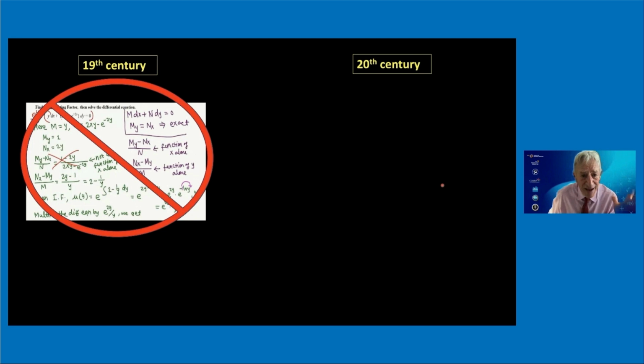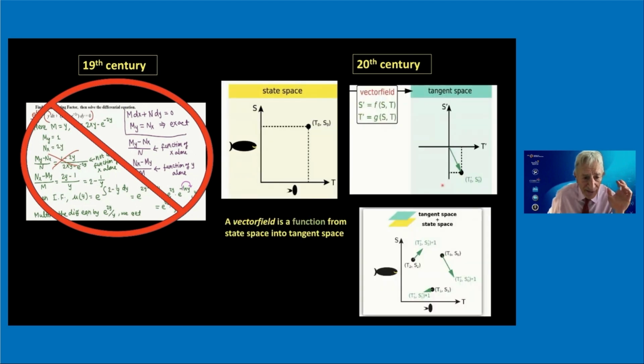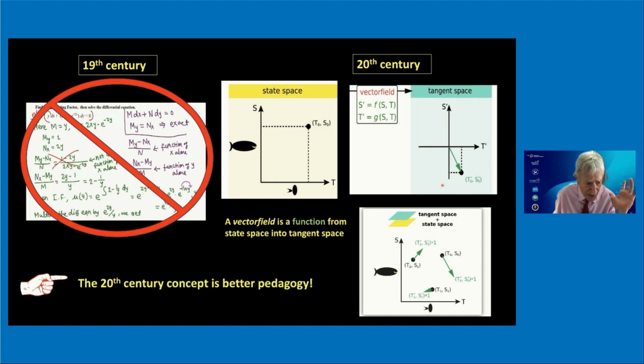20th century math exactly gives rigorous definitions of concepts like state space, tangent space, and the vector field. And what we have found, and I think distinguished mathematician Ralph Abraham is the person who really realized this for the first time, the 20th century rigorous high math concept is better pedagogy for high school students and college freshmen than standard calculus.